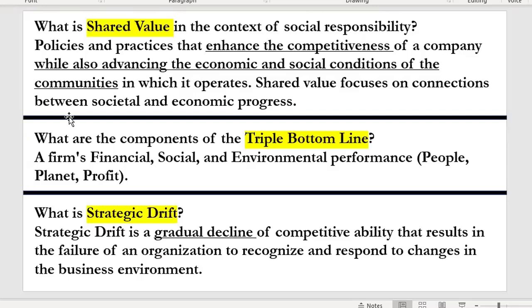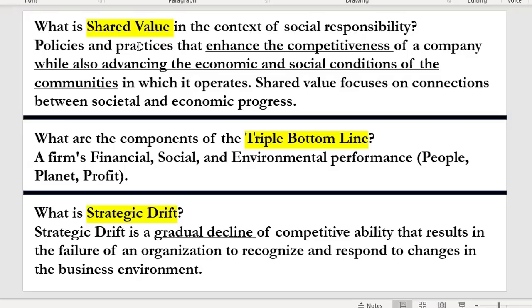All right, so let's look at the meaning of shared value in the context of corporate social responsibility. Usually, corporate social responsibility is seen more as helping people in the community, making some social philanthropy, things like that. But with shared value, it's more of a business term.